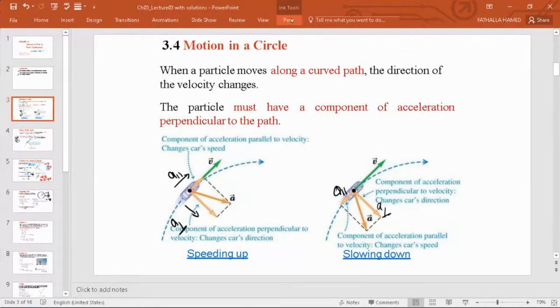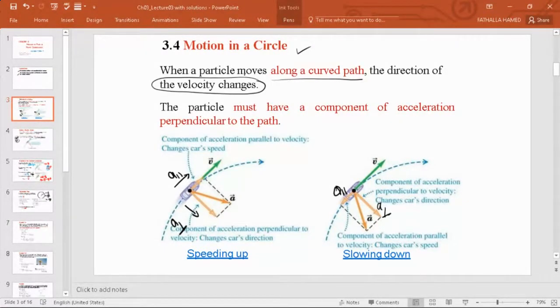Now, we'll look at motion in a circle. Okay. So when an object, a car, a particle, whatever it is, moves along a curved path, the velocity changes. Okay.